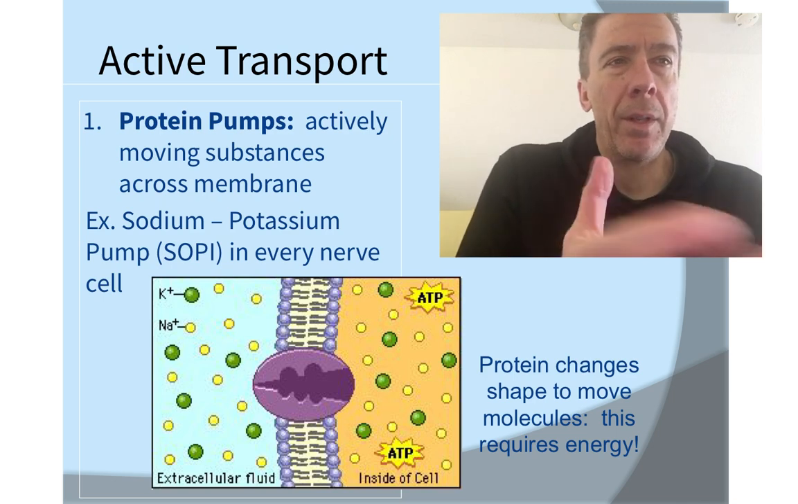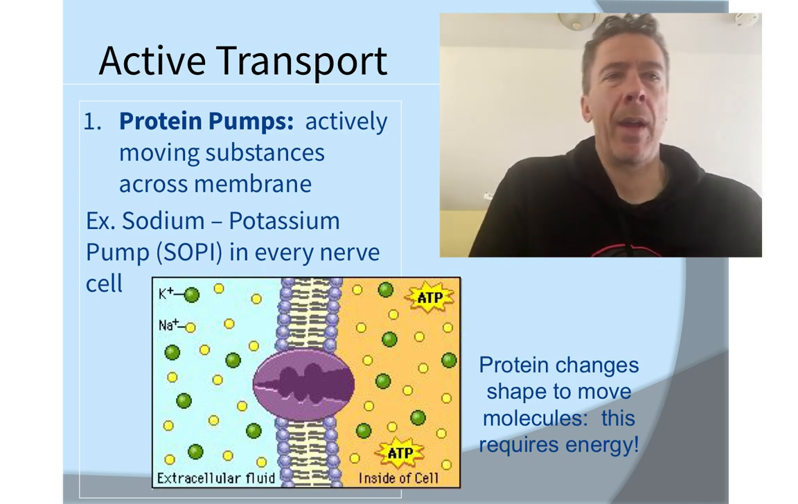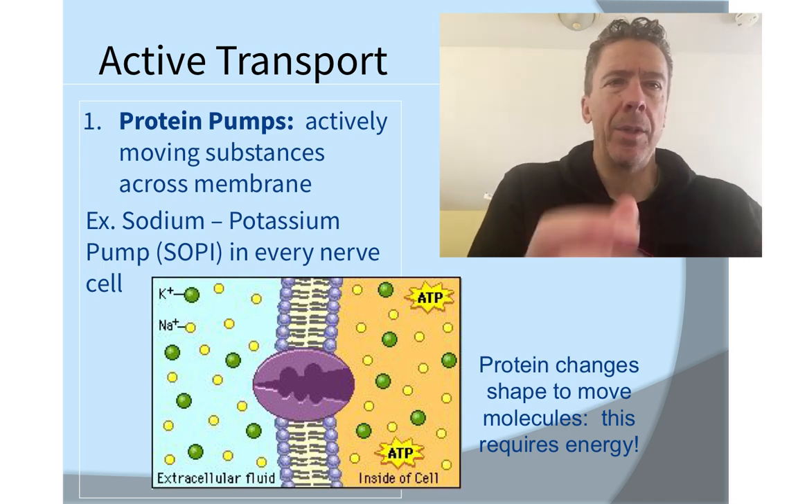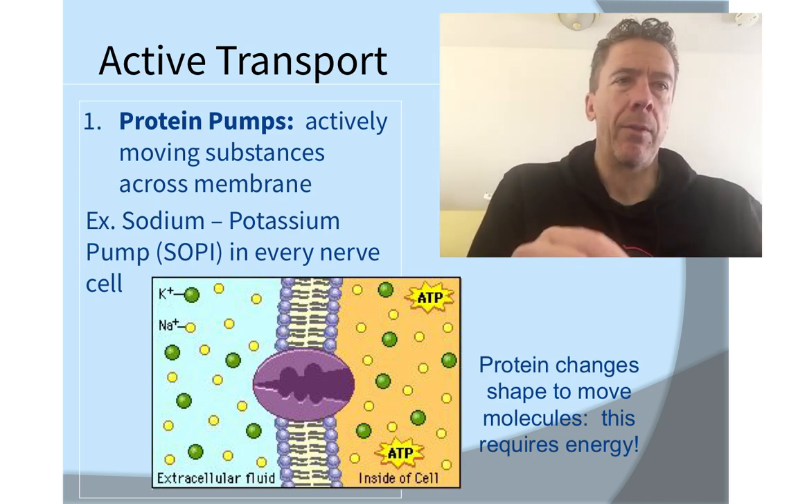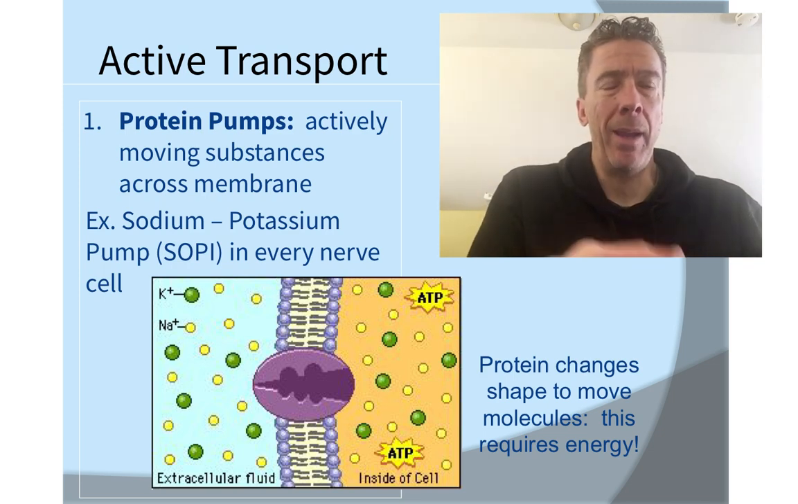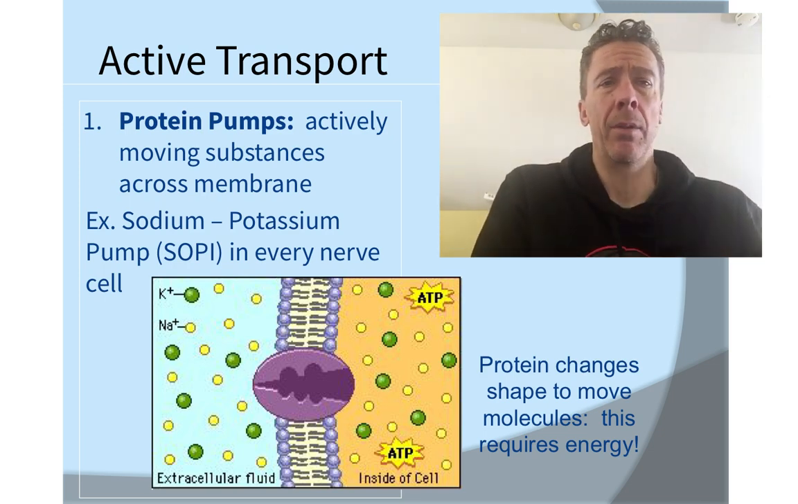Like so many things, there's different types of passive transport. We have different types of active transport. One of those is protein pumps. And here again, you see the chemistry driving the biology. We have specific proteins that will move things from one side of the membrane to the other based on their chemical nature and the structure that they have.